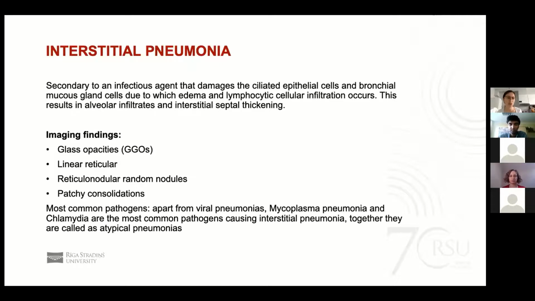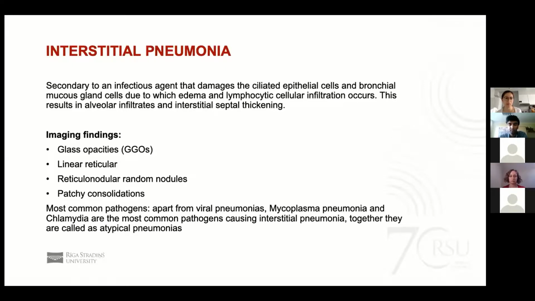which are shown as white lines basically throughout the lung area. And then we also have reticulonodular patterns, random nodules, which can be seen, and patchy consolidation. Basically, this interstitial pneumonia can have different imaging findings. It's a secondary effect of the infectious agent, more like an extended, progressed form of pneumonia caused by a virus that is not usually treated.